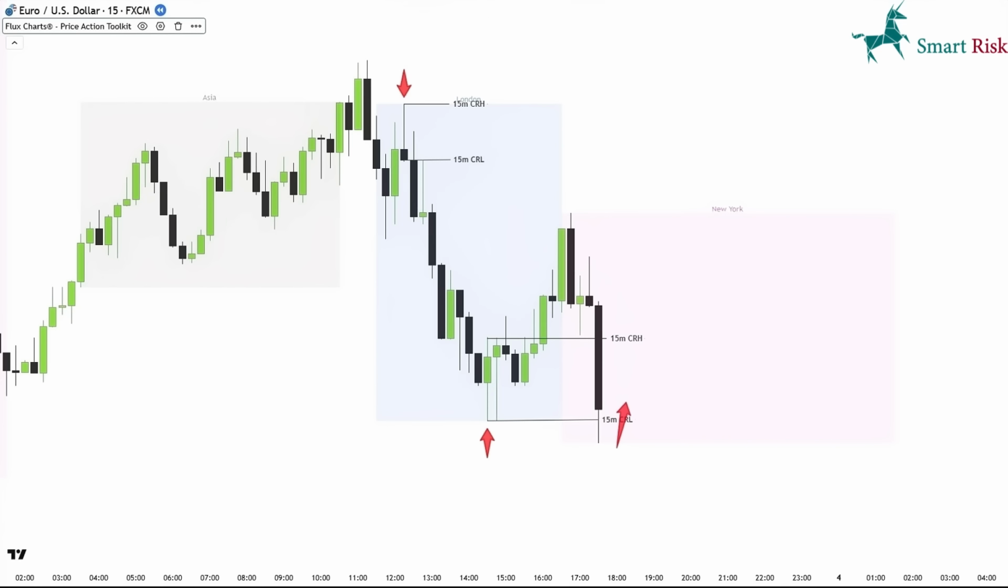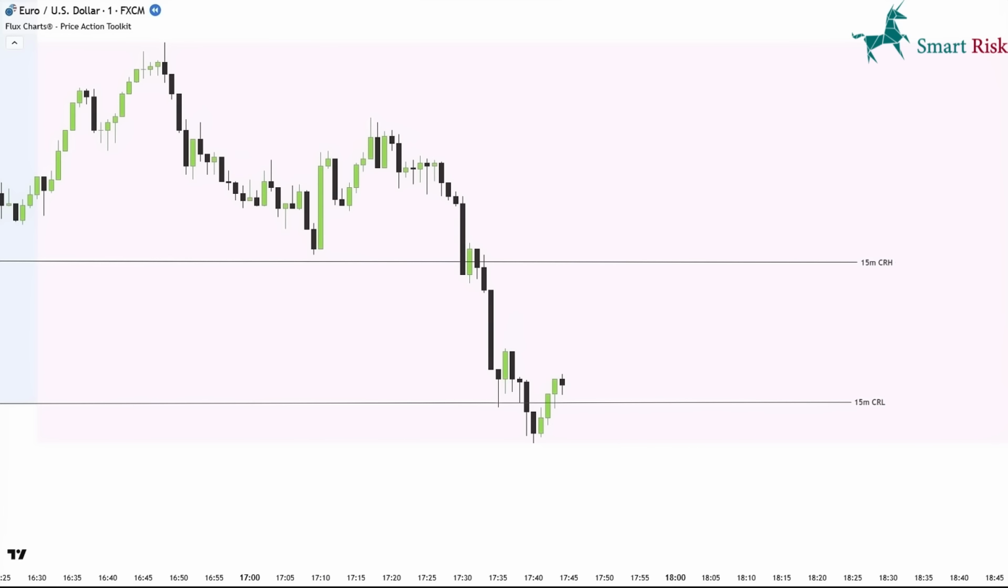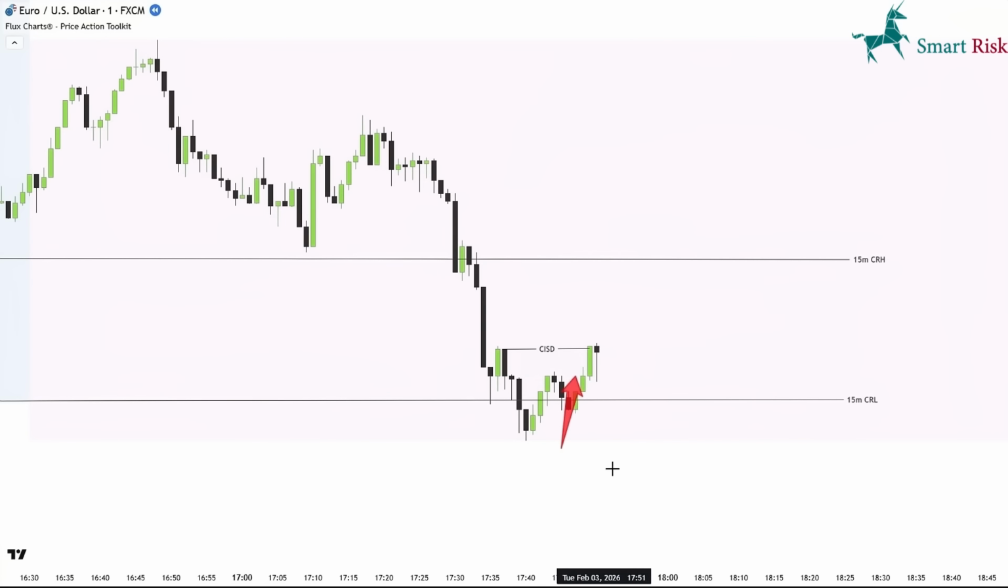The next step is to zoom into the 1-minute chart and wait for an entry model to appear before opening a position. Now, here on the 1-minute chart, everything looks clean. After sweeping the London liquidity, price immediately pushes back up into the 15-minute CRT range. Let's unfold the chart and see what happens next. Now, as you can see, after entering the manipulation phase, price pushes higher and first forms a CISD confirmation.